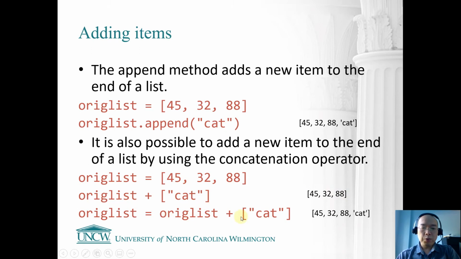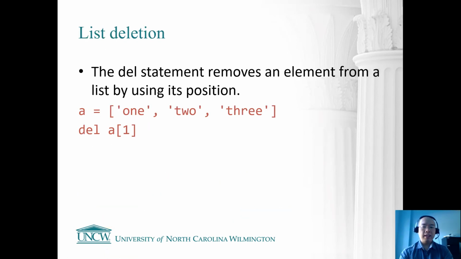We have to do the list concatenation and then put it back to the original list, so the original list is updated. Okay, so for both of them, we are adding the cat to the very end of the original list. We can do dot append, or we can do original list plus a cat concatenated, and then remember you have to assign the concatenated list back to the original list. Okay, and then let's talk about deletion.